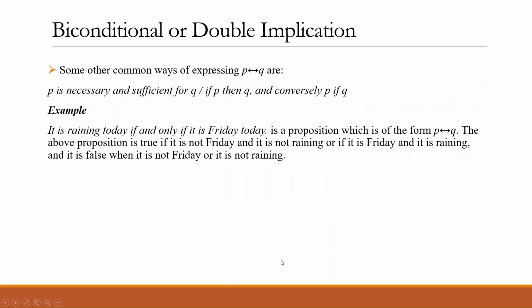Some other common ways of expressing P bi-implication Q are P is necessary and sufficient for Q, if P then Q, and conversely P if Q. As an example, it is raining today if and only if it is Friday today. This is a proposition of the form P biconditional Q. The above proposition is true if it is not Friday and it is not raining, or if it is Friday and it is raining. And it is false when it is Friday but not raining, or raining but not Friday.